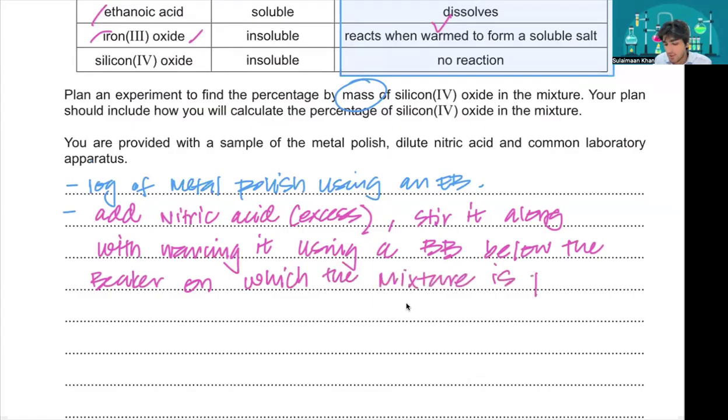See what I did there? Did you see what I did with my English? Because I realized that when I said add nitric acid, where would I add it? Would I add it on my head? Would I pour it on myself? No. I'll have to add it with the metal polish. Do I add it on the top pan balance? No. Or the electronic balance? No. So you first of all place it. Because I missed out on that, I was very sneaky about it. I said add nitric acid, stir it along with warming it using a Bunsen burner below the beaker on which it is placed. So I used my words and did this.